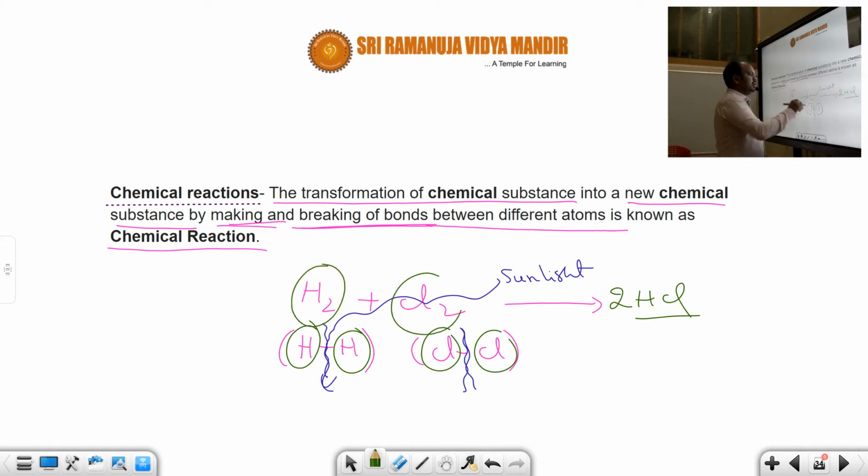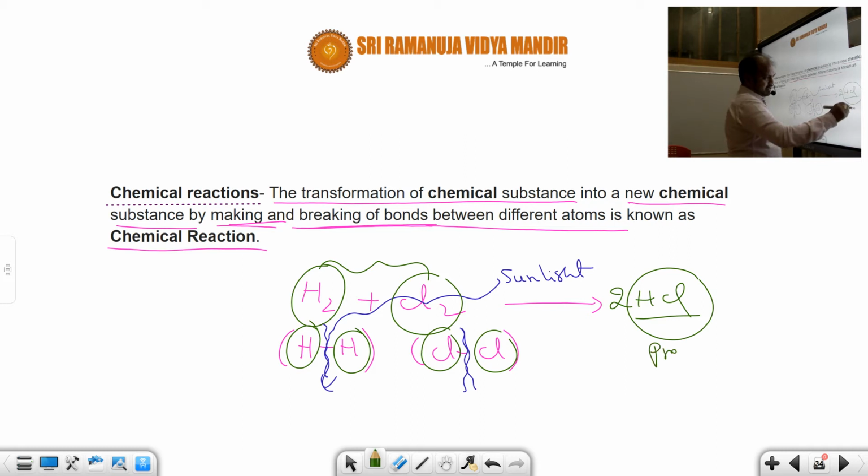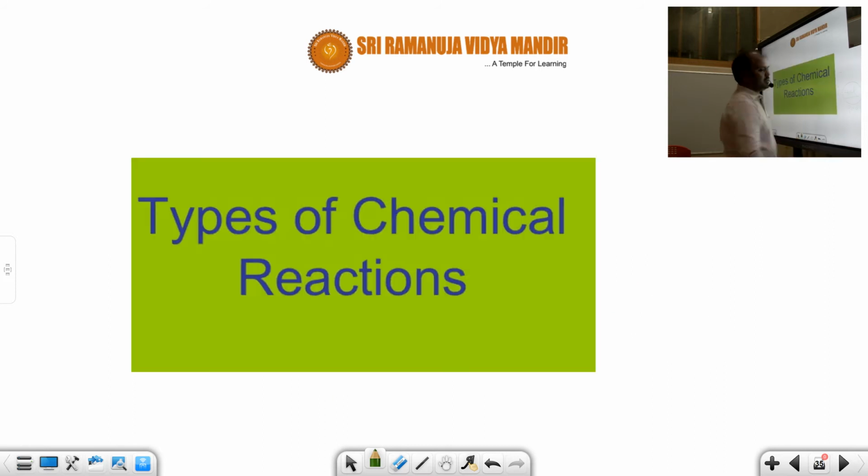Hydrogen properties are different, chlorine properties are different. These are the reactants, the original substances. Hydrochloric acid is the new substance. New substances are always formed on the product side, that means the right hand side. So here the chemical substance is transformed from one state to another state. So the transformation of a chemical substance into a new chemical substance by breaking and making of bonds between the different atoms is known as a chemical reaction.